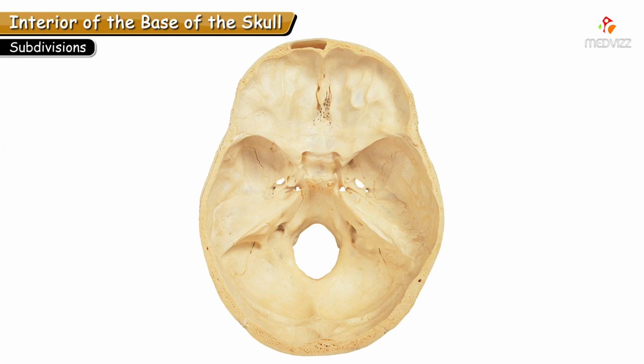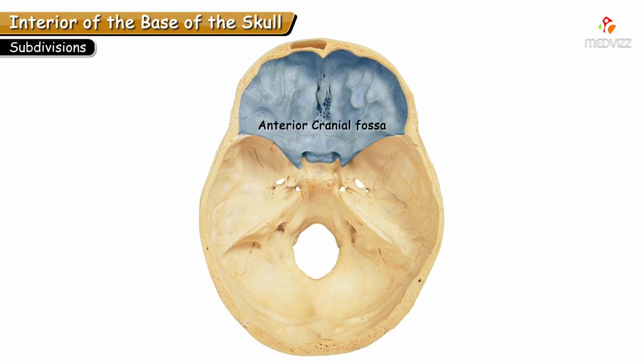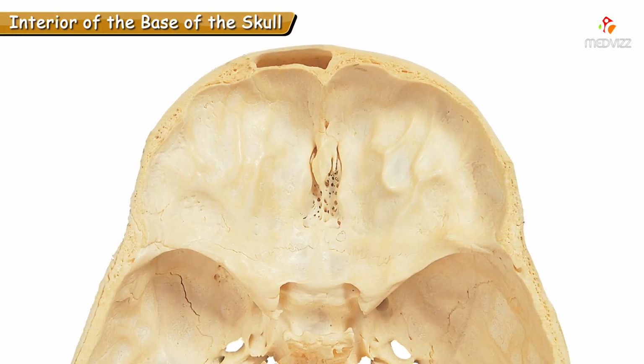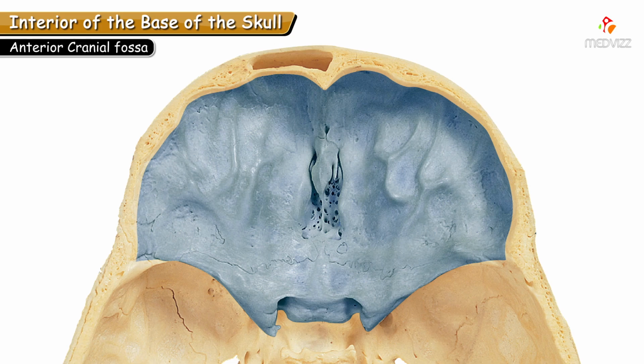Further, we can divide this cranial cavity into three parts. If we see here, it is naturally demarcated into three parts. No need to draw any imaginary lines to divide it. The three parts are the anterior, middle and posterior cranial fossae. First, we shall begin with the anterior cranial fossa.